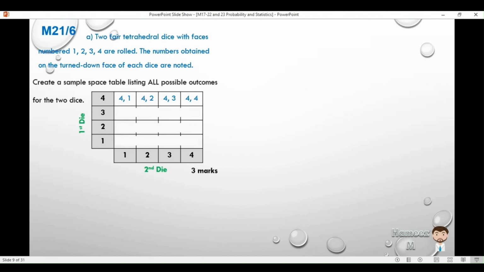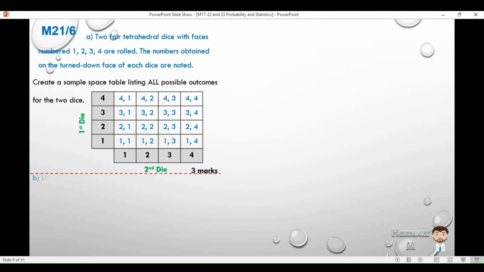If the first die rolls a 3, then similarly 3 1 up to 3 4. If it's a 2, 2 1 up to 2 4, and 1 1, 1 2, 1 3 and 1 4. So there are 16 possible outcomes when these two tetrahedral dice are rolled.